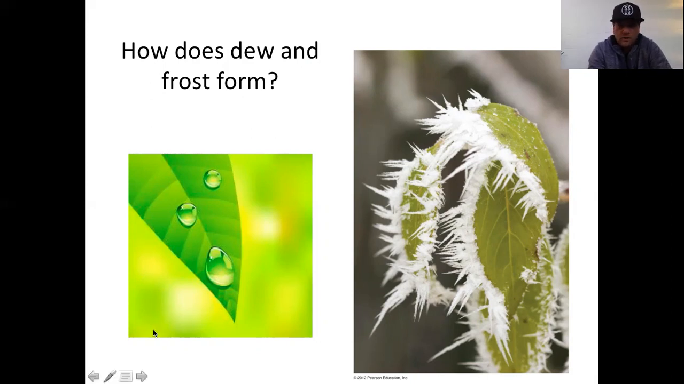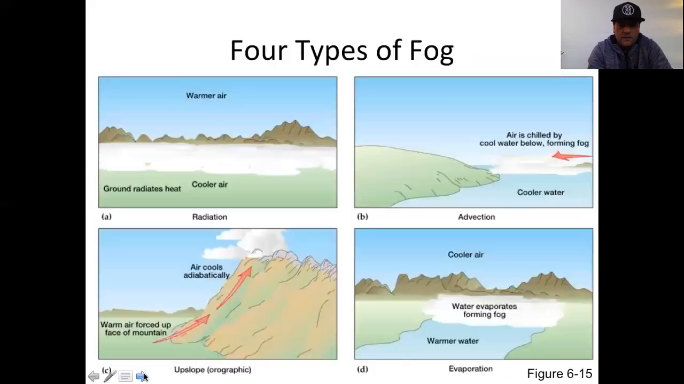Okay, so let's also talk about some of the key examples of a cloud at the surface. Fog ultimately is just a cloud at the surface, and there are four general situations in which this takes place, and I'll go through each one. You can see them here: radiation fog, advection fog, upslope or orographic fog, and evaporative fog. I'll quickly explain them here, and then I'll go over a couple other examples.